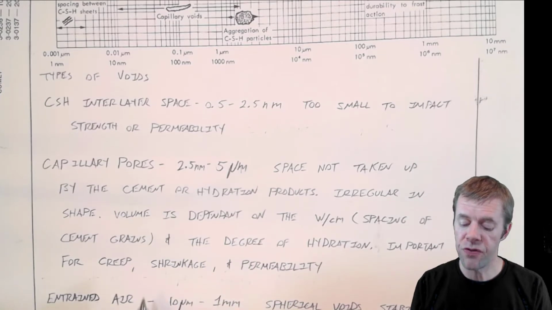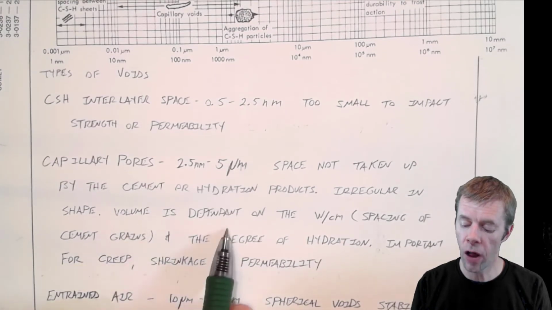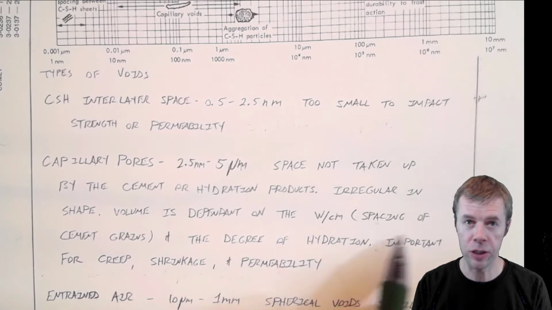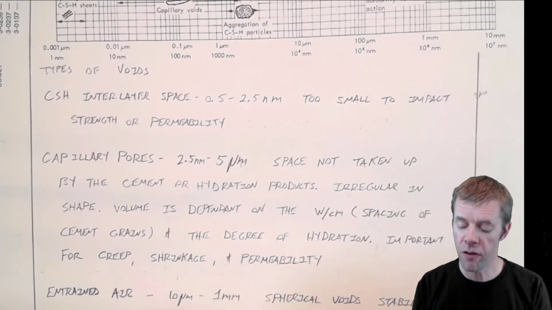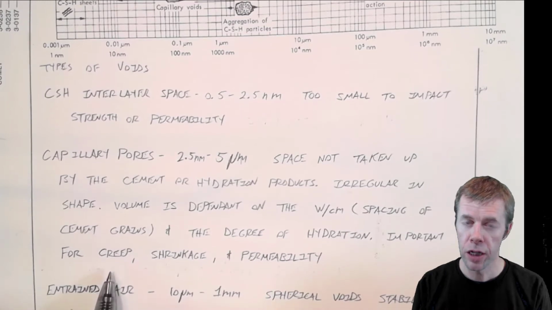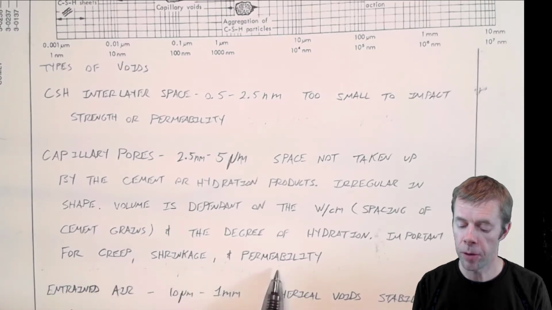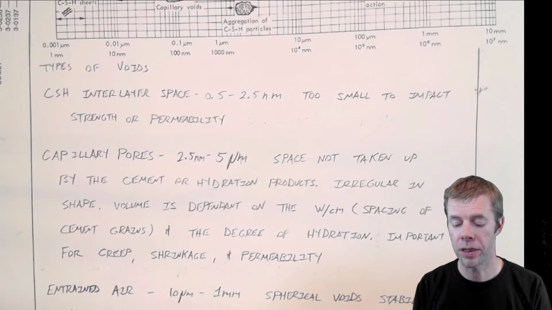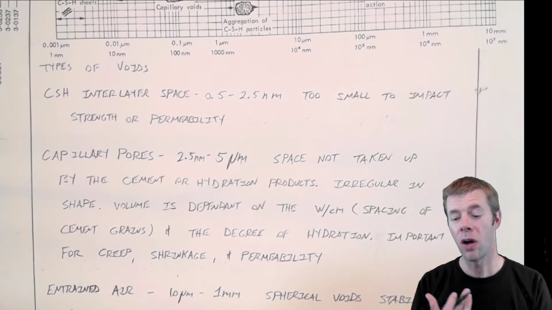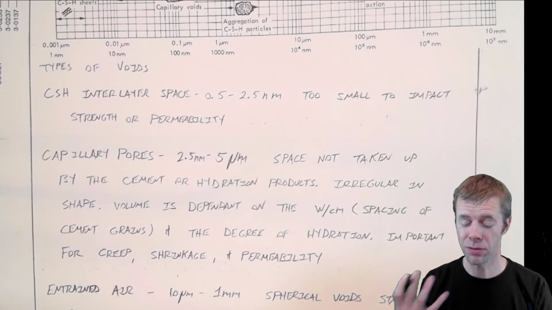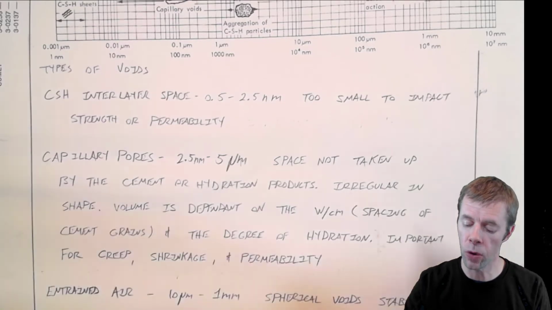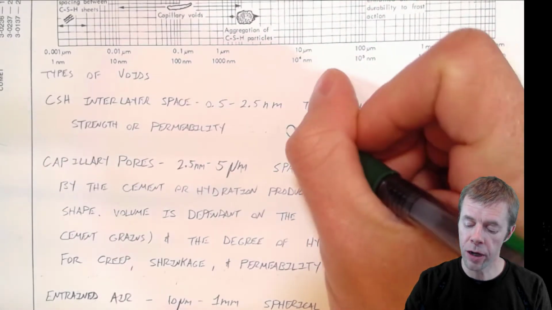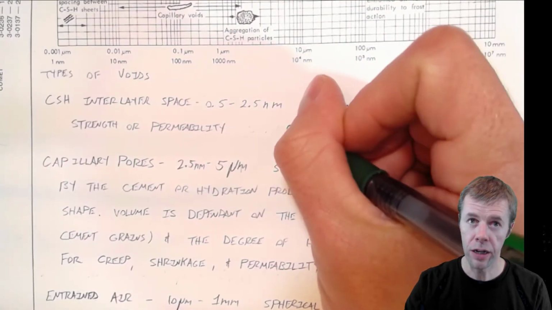And this volume is extremely dependent on the water to cement ratio. Remember, that's the spacing of the cement grains and the degree of hydration. And they are very important for creep, shrinkage, and permeability. And we're going to talk a lot about capillary pores. Most of the time when people say pores, although all of these things are pores, most concrete people are talking about capillary pores. And again, these are the pores when I have cement grains that hydrate.